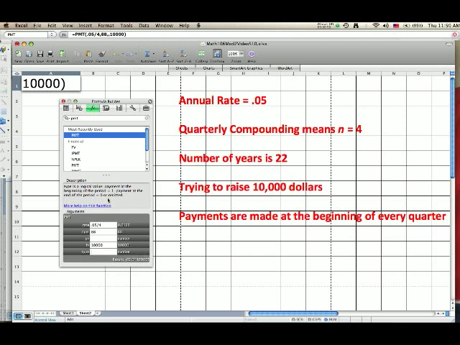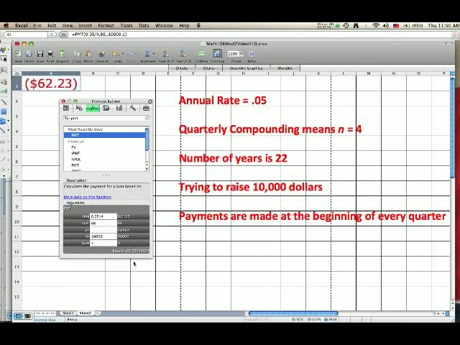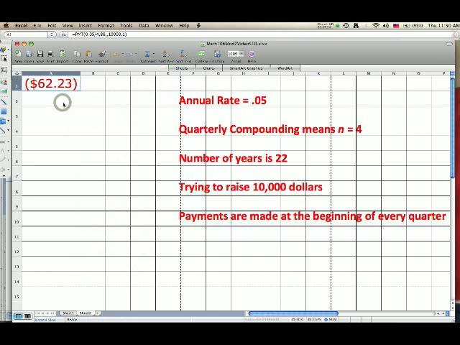And what were our assumptions? We were assuming that the payments were being made at the beginning of every quarter. So we're going to put a number 1 in here. And when you do that, if you look at the lower right-hand corner of the formula builder, you can actually see your 6223 popping up there already. I'm going to hit return, and I'm going to close the formula builder. And I think you can see now that the 6223 is showing up.